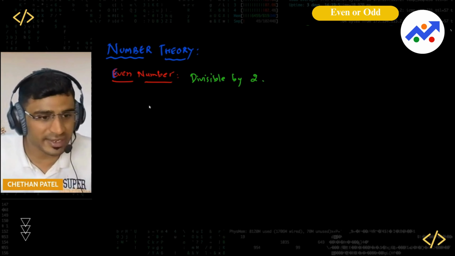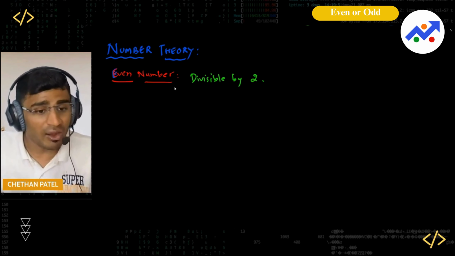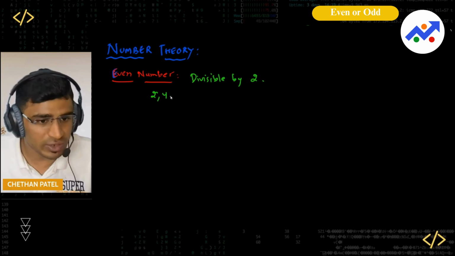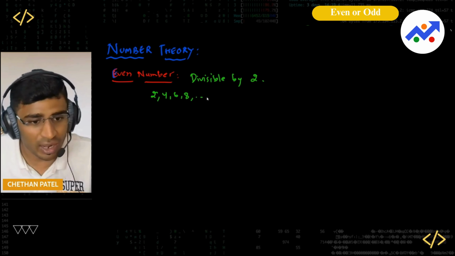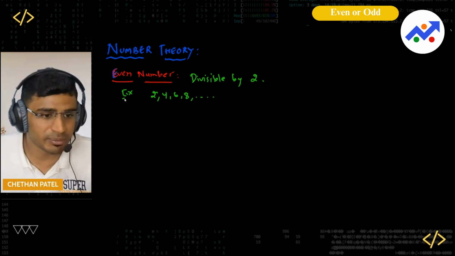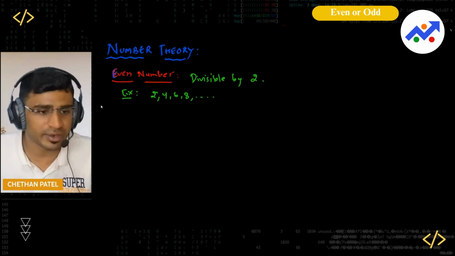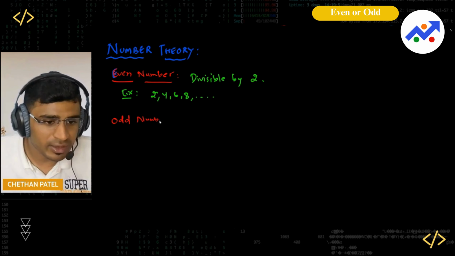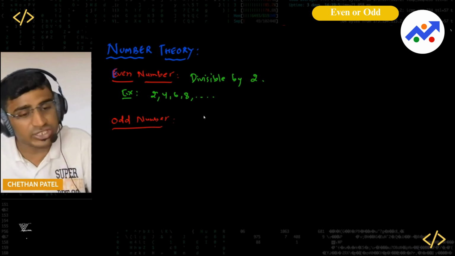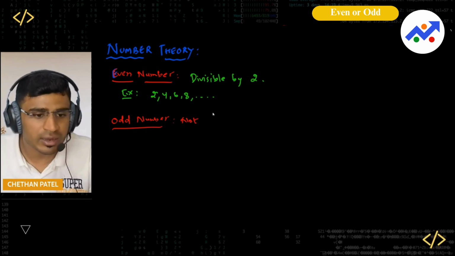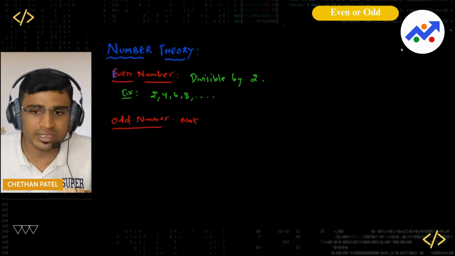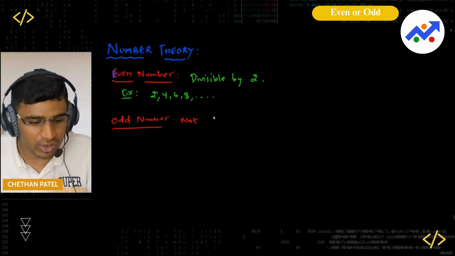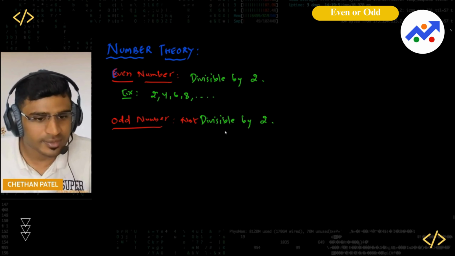What would be an example? All multiples of 2 are even numbers. 2 ones are 2, 2 twos are 4, 2 threes are 6, 2 fours are 8. All these are examples of even numbers. Next, what about odd numbers? Opposite to this definition, the numbers which are not divisible by 2, those numbers we call odd numbers.